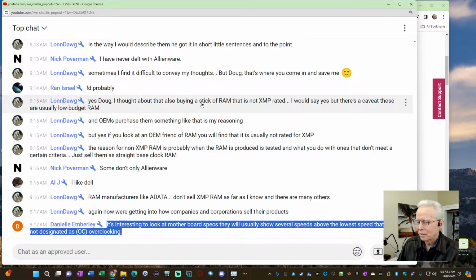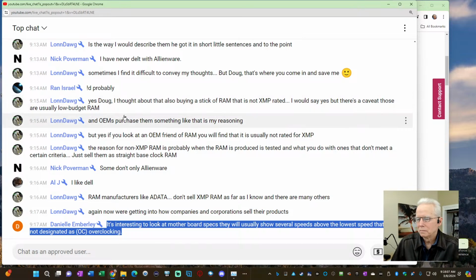Yeah, I thought about that also, buying a stick of RAM that was not XMP rated. I would say yes, but there's a caveat. Those are usually low budget RAM. Does it matter if they're low budget RAM, if they perform at the base clock speed that you want? I would think not.